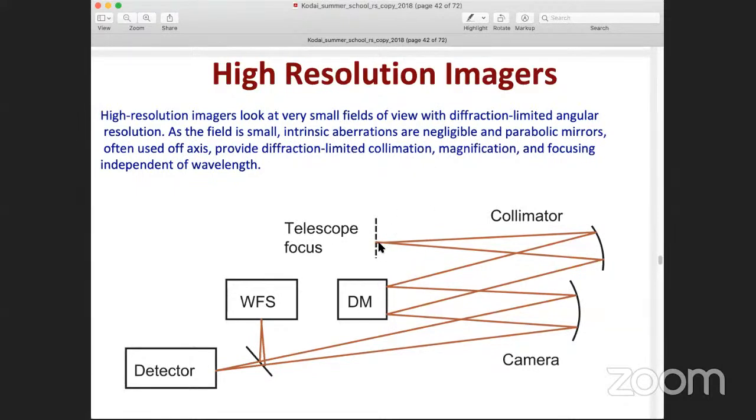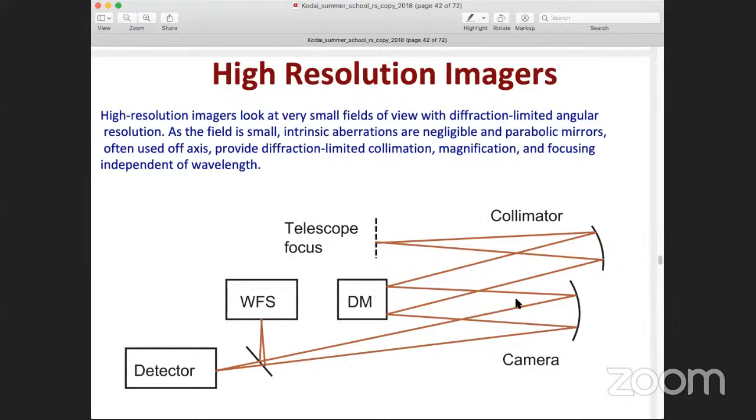For example, what I have shown here is the telescope focus. From there I use an off-axis parabola, which is basically collimating the beam. And I have something called the deformable mirror, which we will come to later. Basically, a deformable mirror is a thin mirror whose surface can be changed to compensate for the wavefront distortions caused by the atmosphere.